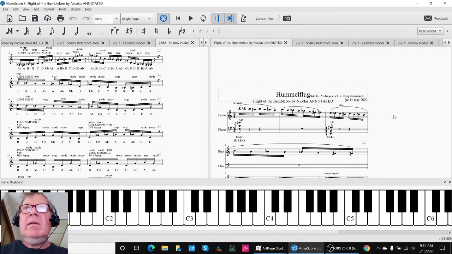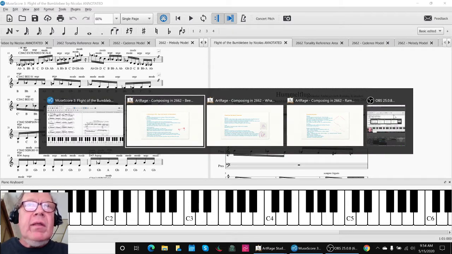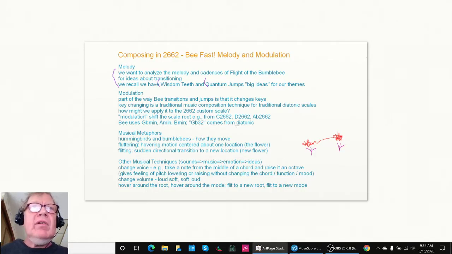And what we did with that is we ran with it and said, okay, we're going to use musical metaphors. Hummingbirds and butterflies, how do they move? Bumblebees, they flutter. Here, this is a fluttering motion. They kind of flutter about in place over a flower. Here's the flower. Then they suddenly flit. And they start hovering over a different flower. Here's the other flower. So there's kind of like multiple home bases that they flit back and forth between. And how do we do that with a musical metaphor was the question.